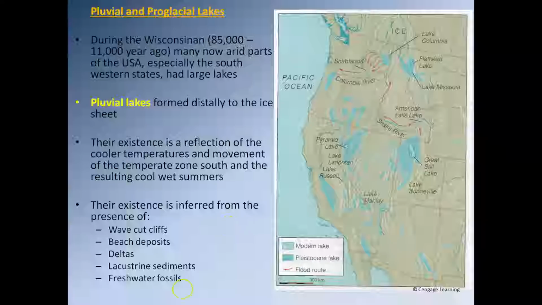So, for instance, this area here, marked out as Lake Manly, this is Death Valley. And if you look in the sediments from the last ice age deposited in that area, you'll actually find freshwater fish fossils. If you've ever been to Death Valley, you will know with 100% certainty there are not any freshwater fish alive in Death Valley now. So that would imply that at some point in the very recent past, Death Valley was actually under a large body of water.